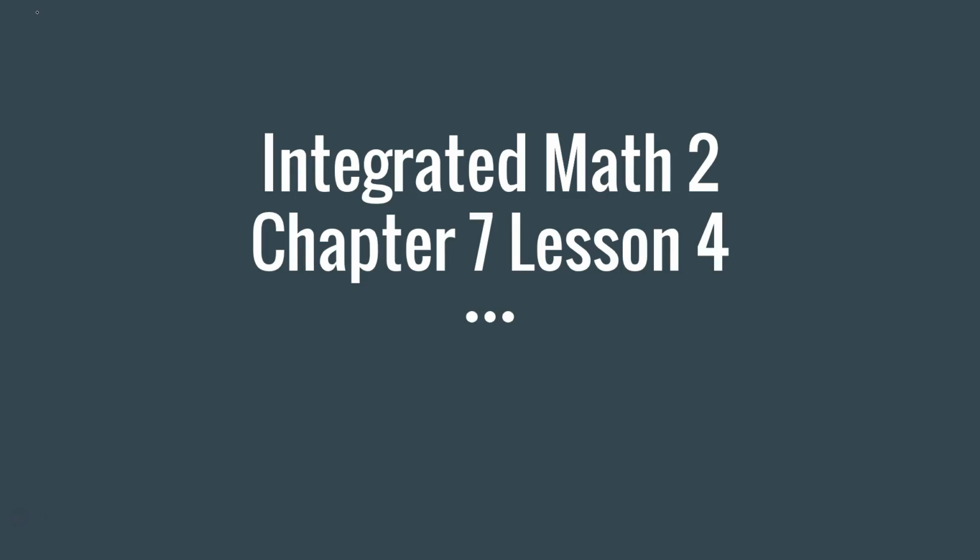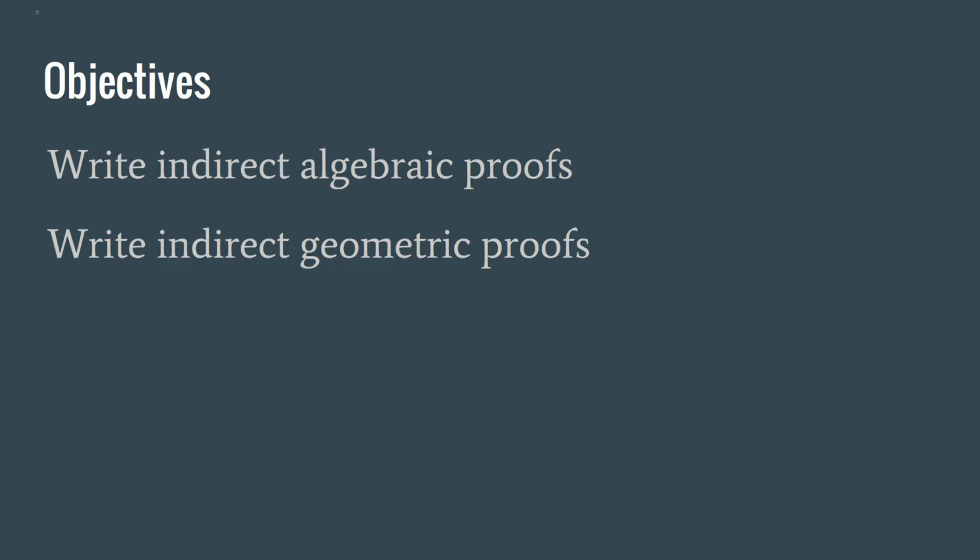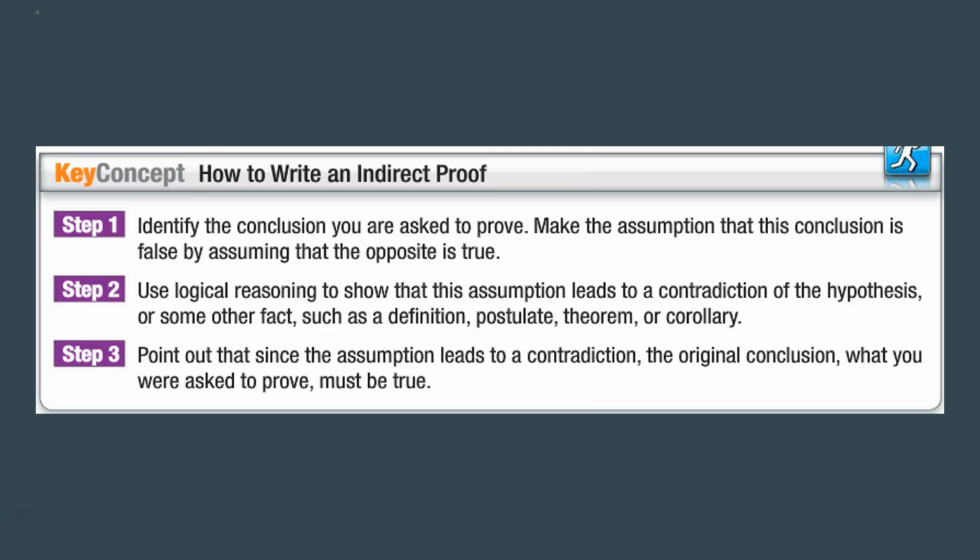Hi everyone, today in Integrated Math 2 we're going to go over Chapter 7, Lesson 4. Here are the objectives. Make sure you write them down in your notes. So, one thing they want us to learn is just how to write an indirect proof. And they give us the steps to do this.